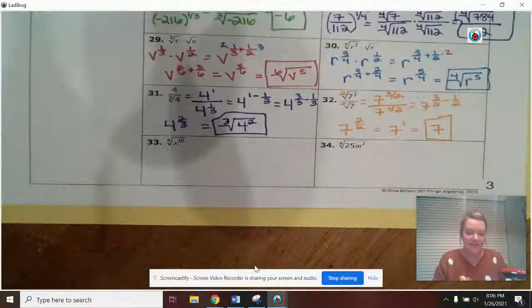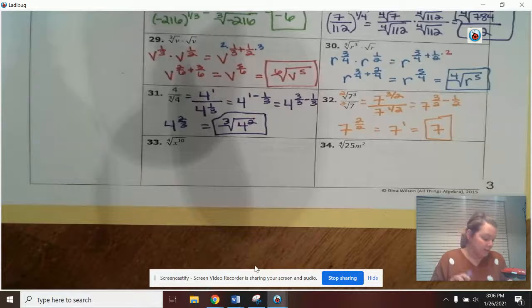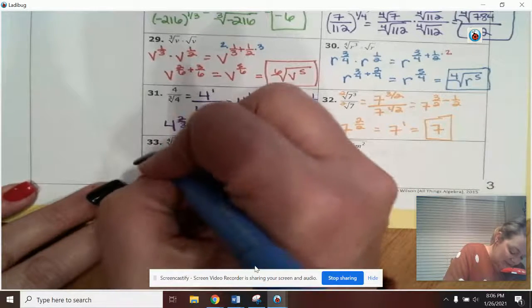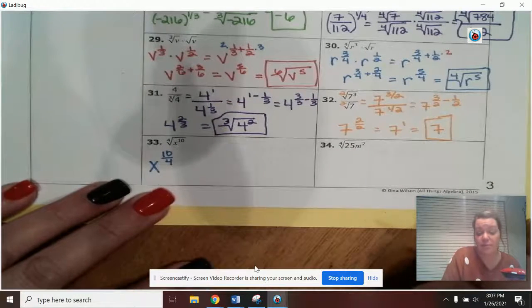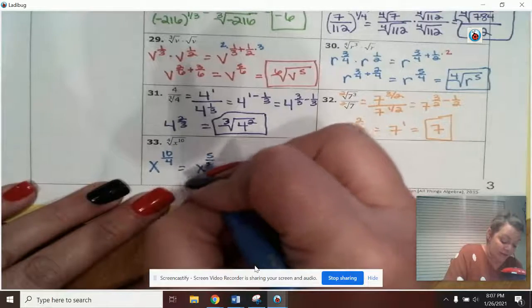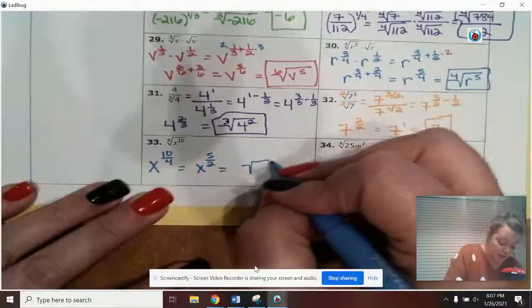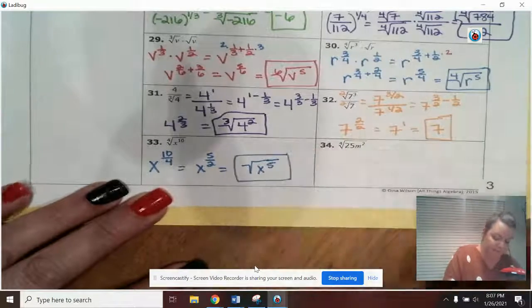Okay, this says the fourth root of x to the 10th. So this is x to the 10/4. And 10/4 simplifies. Both of those numbers divide by 2. So this is x to the 5/2, which is the square root of x to the 5th. And we're done.